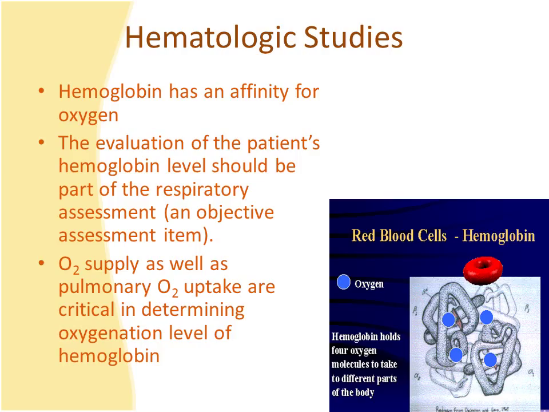Hematologic studies or blood studies are also useful for measuring oxygenation or in evaluating oxygenation, I guess. Hemoglobin, which is a portion of the red blood cell, has an affinity for oxygen. It also has an affinity for carbon dioxide, but that's a different story. So the evaluation of the hemoglobin and hematocrit should be part of the respiratory assessment. It gives us an objective means of measuring oxygenation.